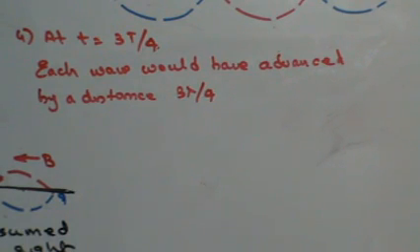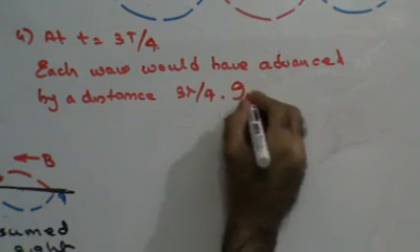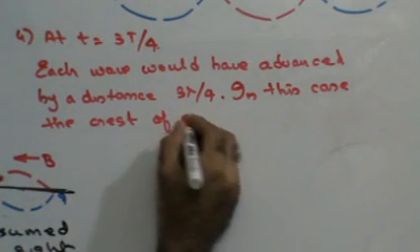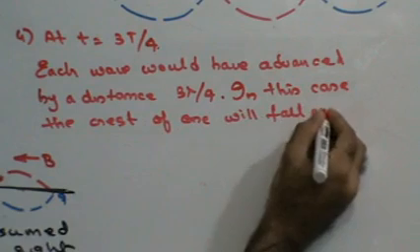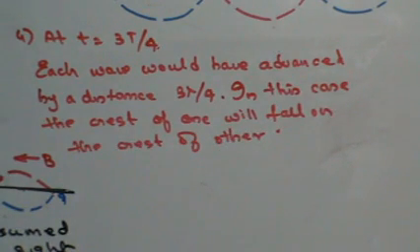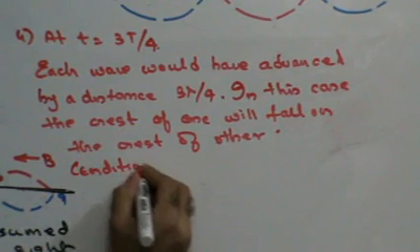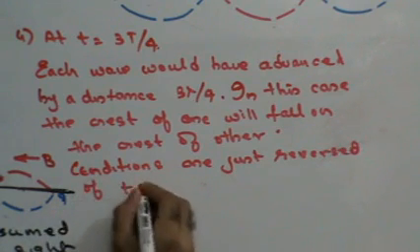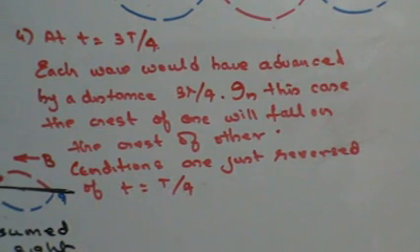In this case also the crest of one wave will fall on the crest of the other. And it's just that the conditions are reversed compared to t equal to T by 4. Except for the crest condition, you're going to have the trough condition coming in first. The two waves would superimpose in phase.